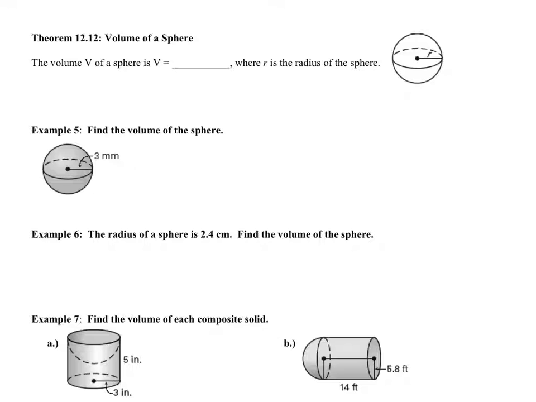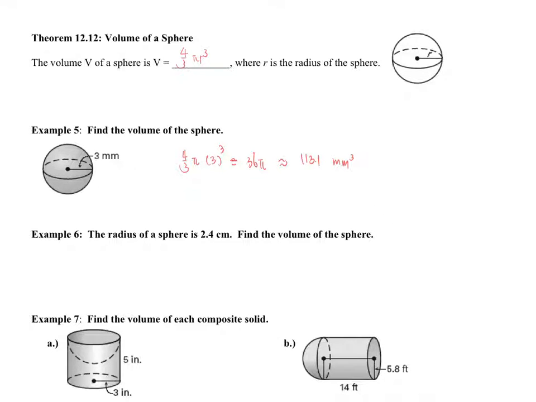11.10 Volume of a sphere. The volume V of a sphere is given by the formula 4/3 pi r cubed, where r is the radius of the sphere. So example 5, find the volume of the sphere. We just take 4/3 pi times 3 cubed, and this would give you 36 pi in terms of pi, and we can round this to 113.1 cubic millimeters.